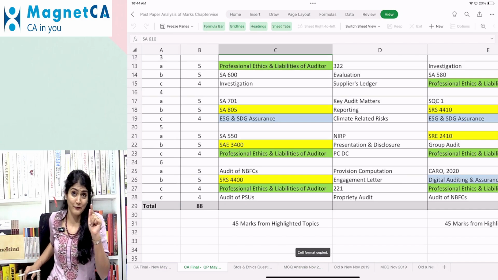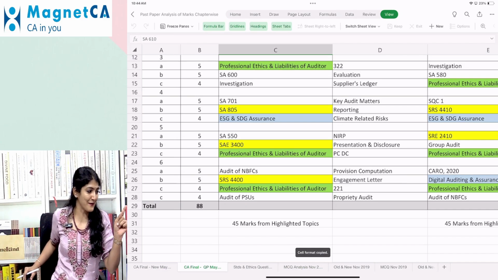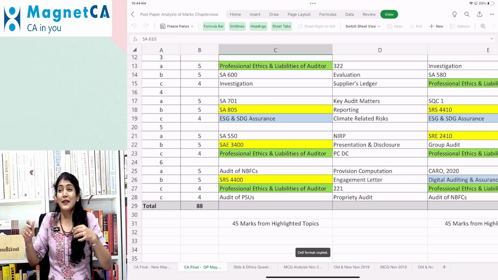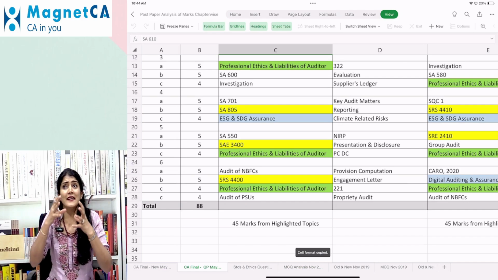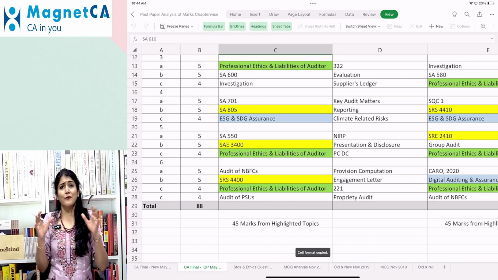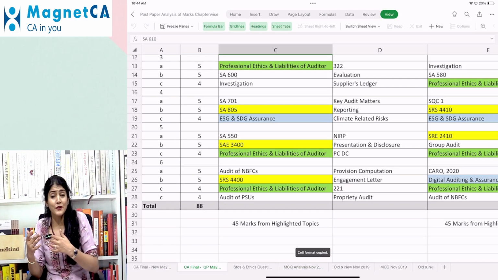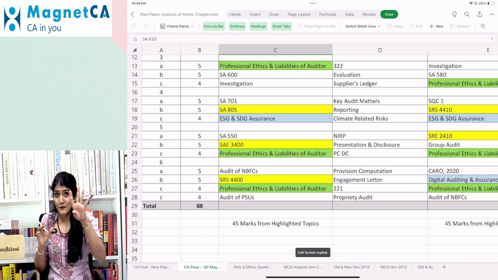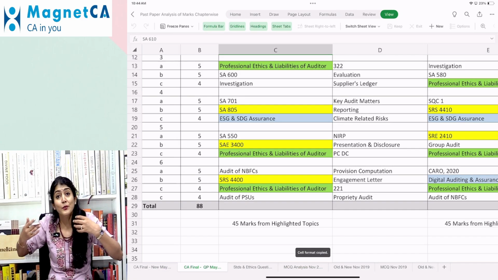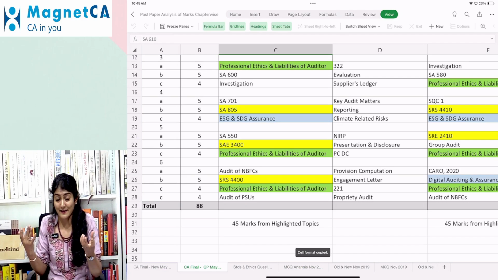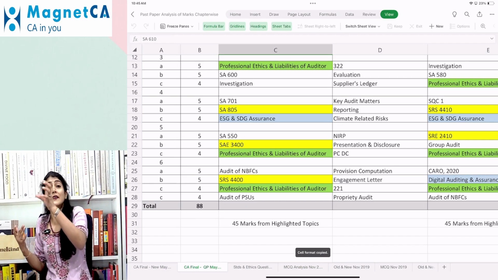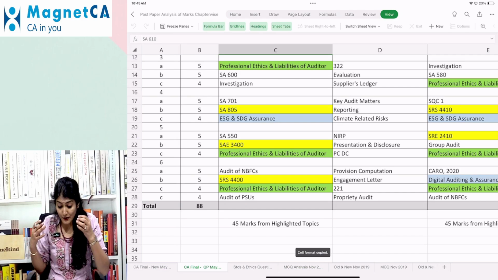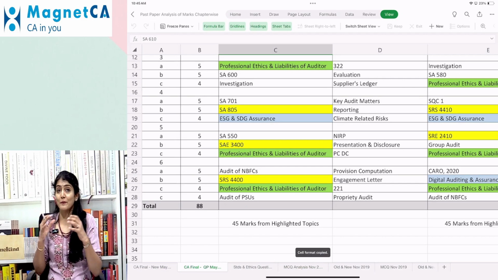Right, then SA 550. Oh my God, they had never asked this question since the time I started teaching, and finally they asked it. We asked management how many related parties they have. They said 400. You did your audit procedure and you come to know there are 410 related parties. So now you've come to know about 10 newly identified, previously unidentified, undisclosed related party relationships and transactions. What audit procedures are required to be performed?